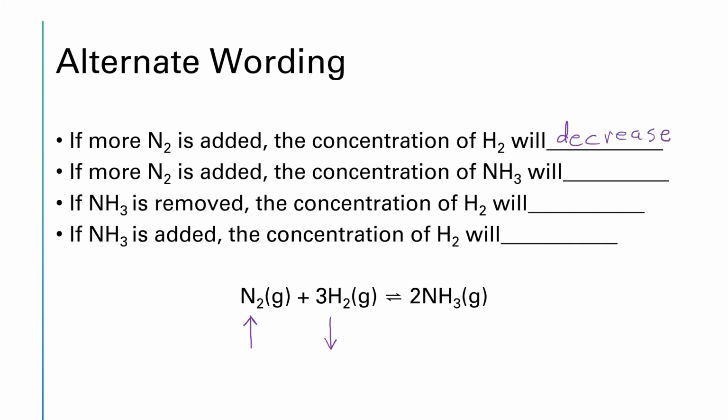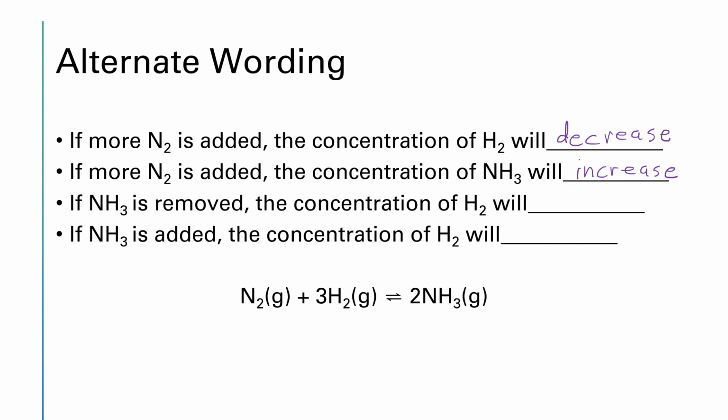Okay, let's erase those, and there we go. Now take a look at that next bullet point. If more nitrogen is added, the concentration of ammonia will, well, as we added more nitrogen, the reaction proceeds in the forward direction to try to eat it up. So that means we're going to make more ammonia. So the amount of ammonia will increase.